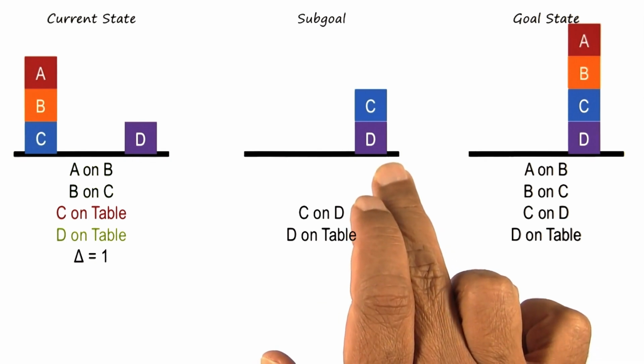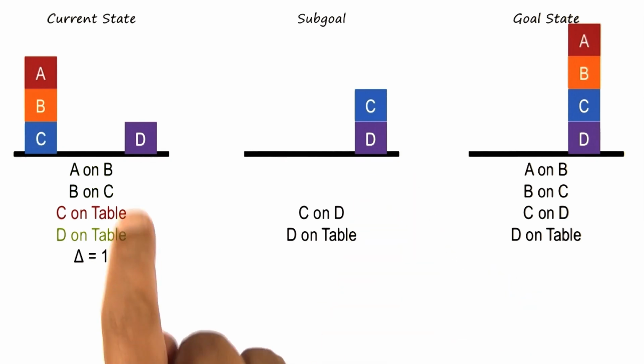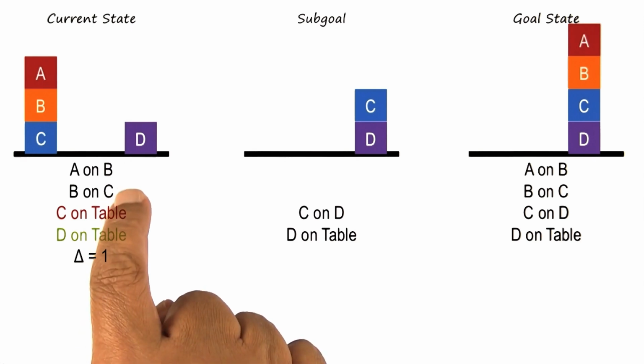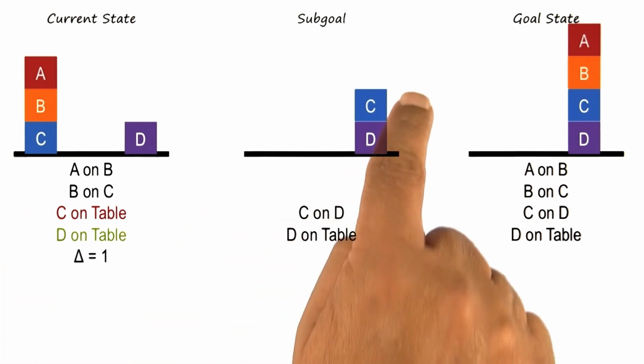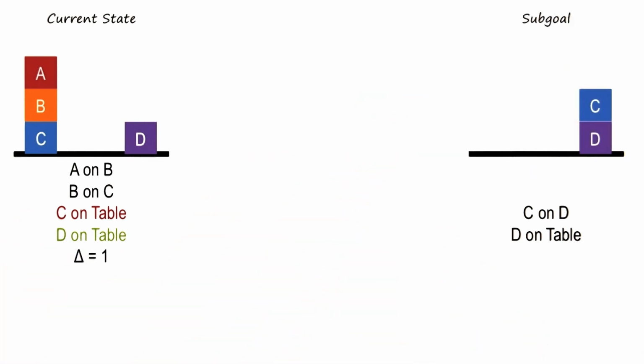Now that we have C over D as this sub-goal, we really don't care about whether A is on B or B is on C. What we are focused on is the other two states, C is on table, D is on table, because those are the blocks that occur in the goal state. So let us now see how means-ends analysis may solve this sub-problem where we are worried only about the sub-goal C over D and D on table.